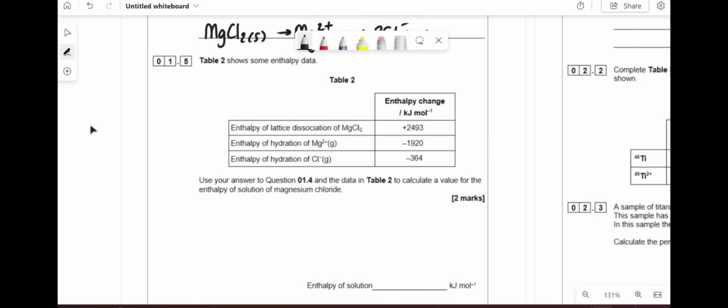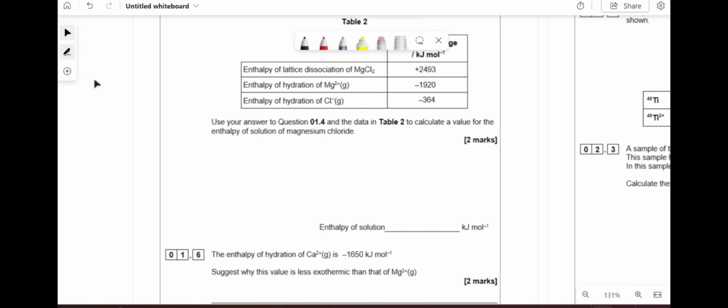Right. Table 2 shows some enthalpy data. So we've got the enthalpy of lattice dissociation and the enthalpy of hydration for each ion. Use your answer to question 1.4 and the data in Table 2 to calculate the value of the enthalpy of solution for magnesium chloride. There are lots of different ways people talk about this, and I've seen all kinds of formulas. Just draw a Hess's law cycle. All right, so we've got MgCl2 going to Mg2+ aqueous plus 2 lots of Cl- aqueous.